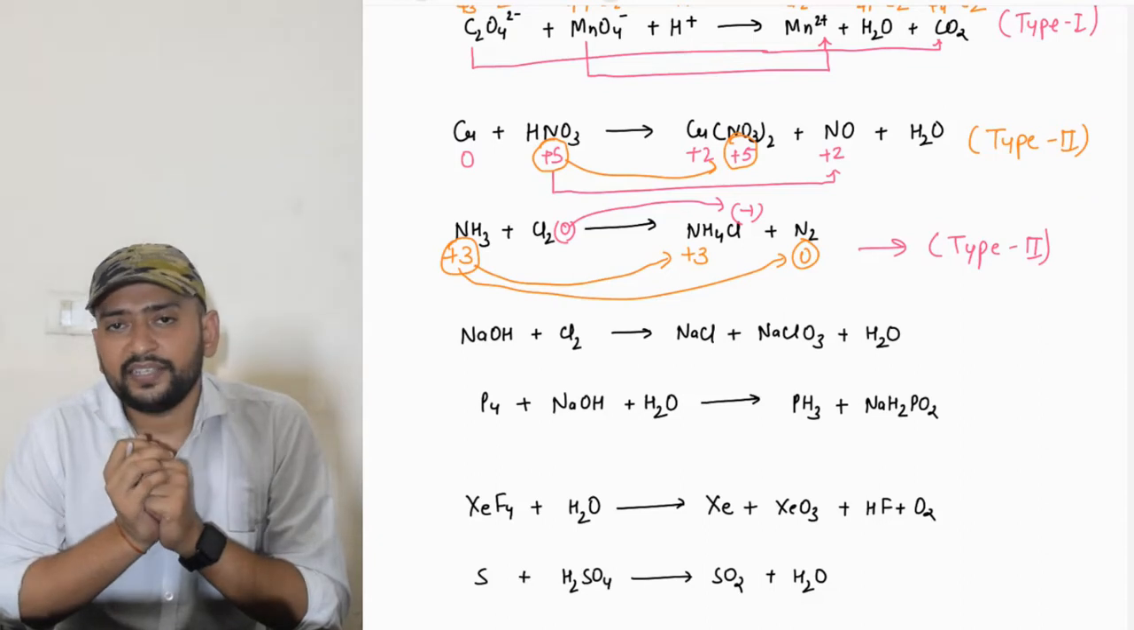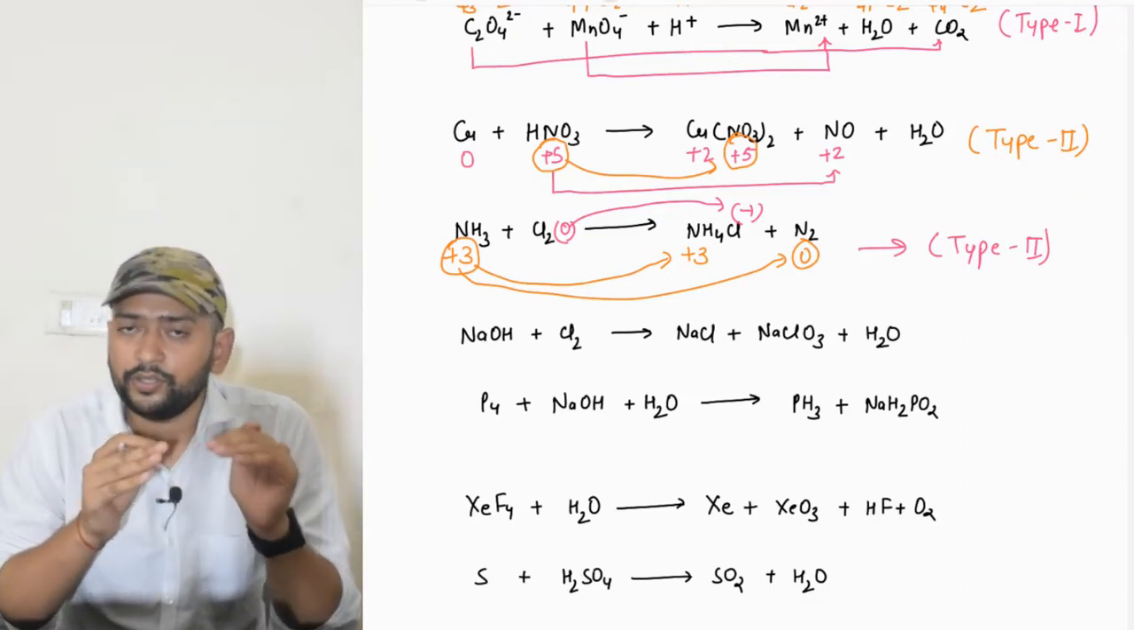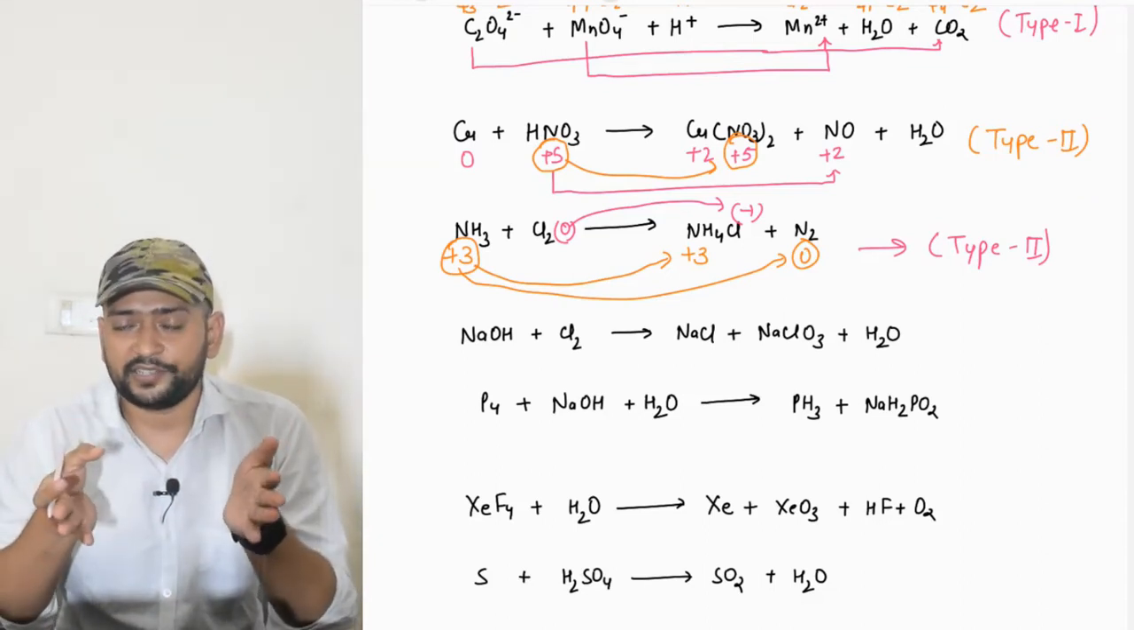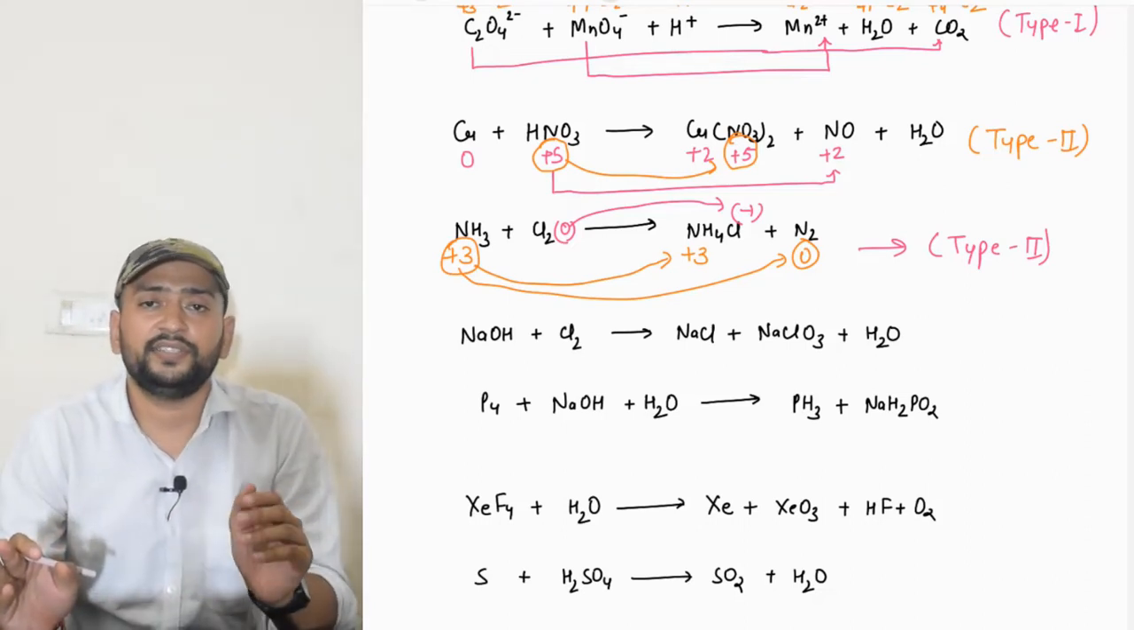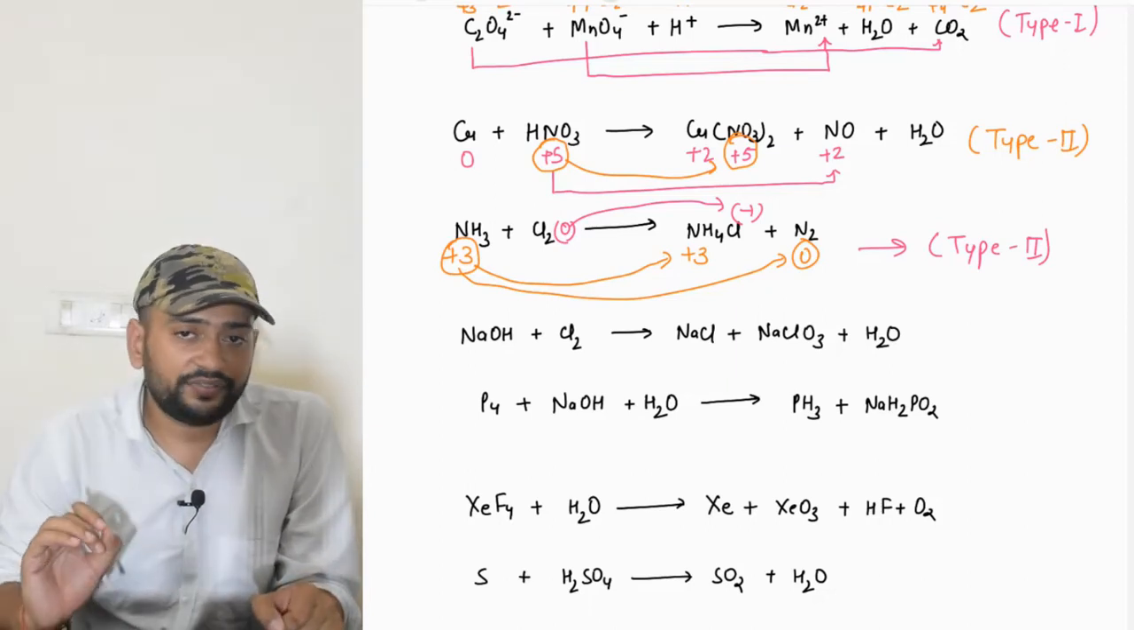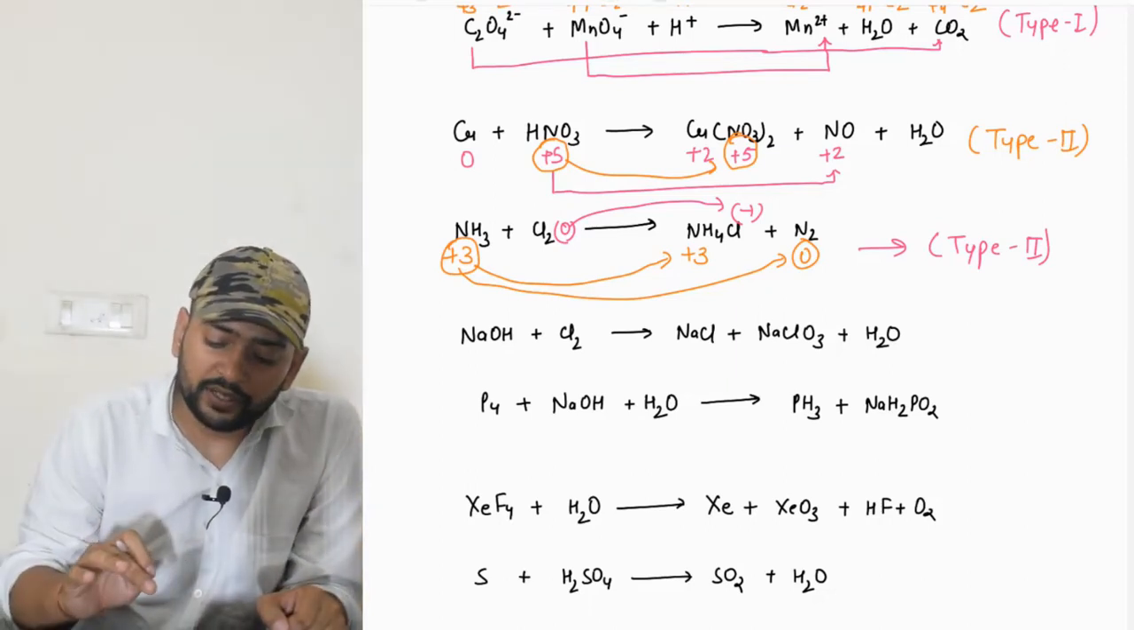Now let us look at the next reaction. First of all, we are going to learn how to classify reactions, and based on the type of reaction I will teach you how to balance the redox reaction in a simple way. So let us look at the next reaction. So here, what is happening?